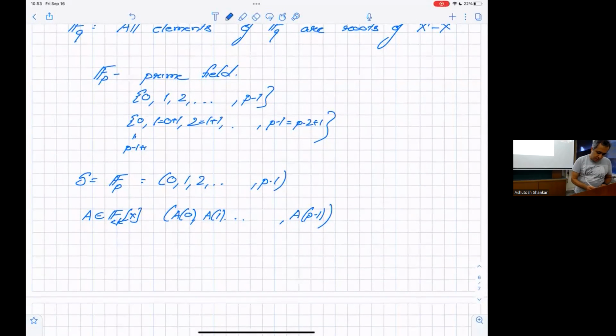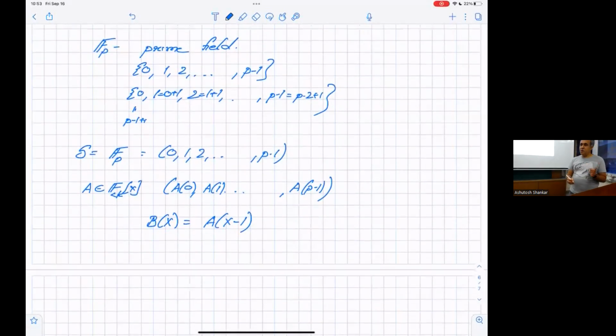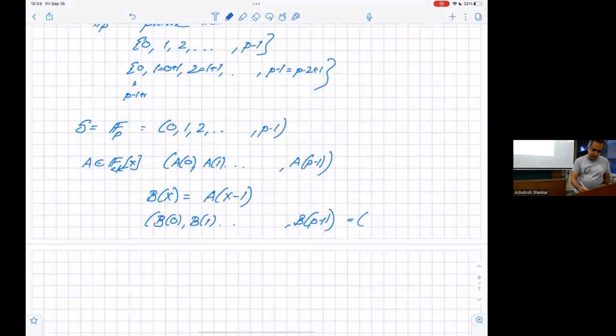Let's look at the polynomial b of x, which is defined to be just a of x minus 1. The degree is preserved by this process. And let's look at just the evaluation of b of x. What is the evaluation of b of x? P of 0 is b of p minus 1. So b0, b1, up to b p minus 1 is exactly equal to a p minus 1, a0, all the way up to a p minus 2.